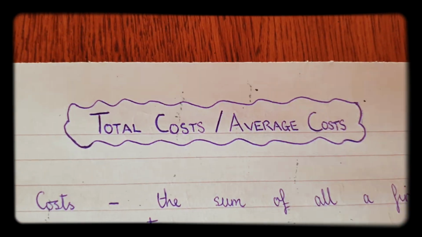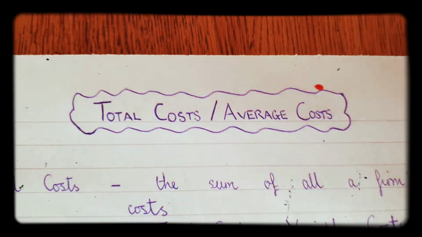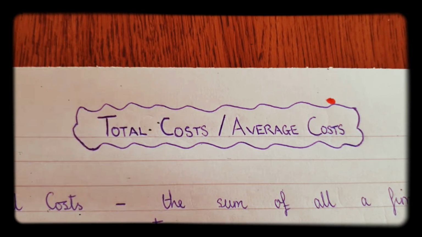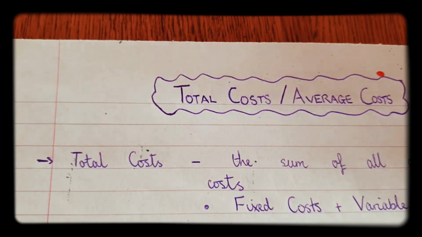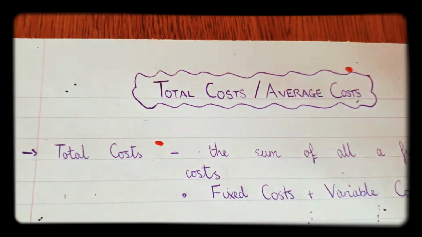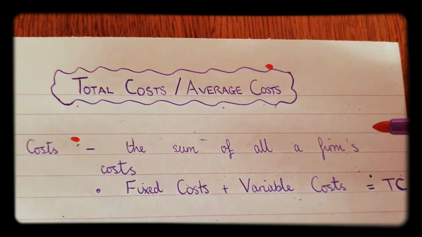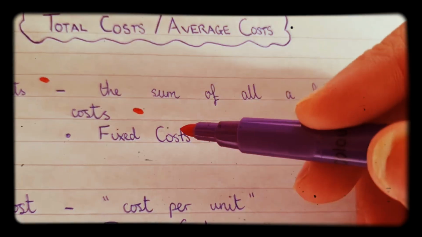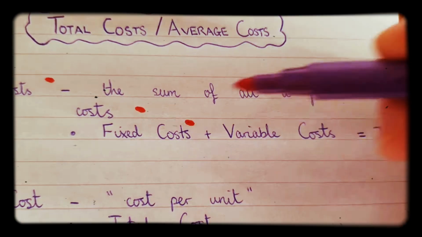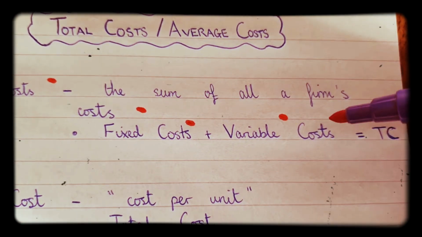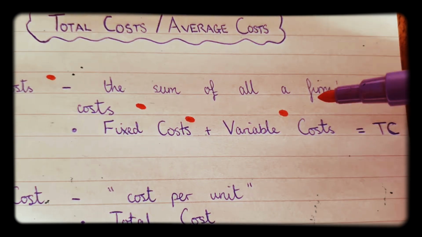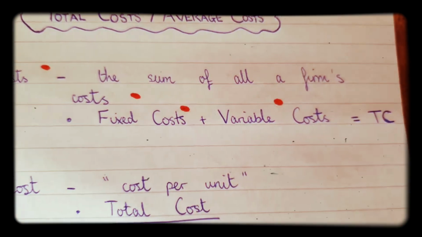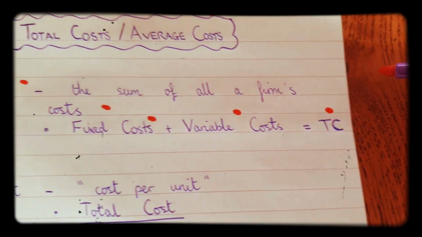In this video, we're going to be looking at total costs and average costs of production. So starting with total costs: total costs are the sum of all a firm's costs, and you can break this down into fixed costs and variable costs. As mentioned in the previous video, total cost is fixed cost plus variable costs, and that equals your total cost.